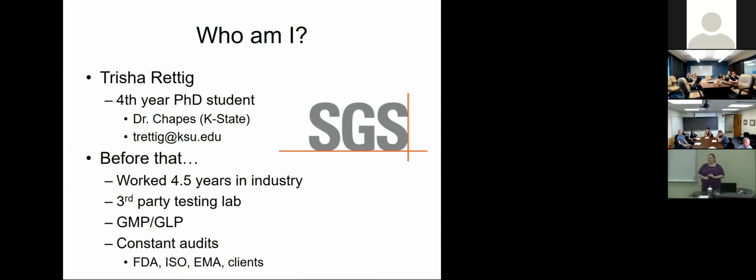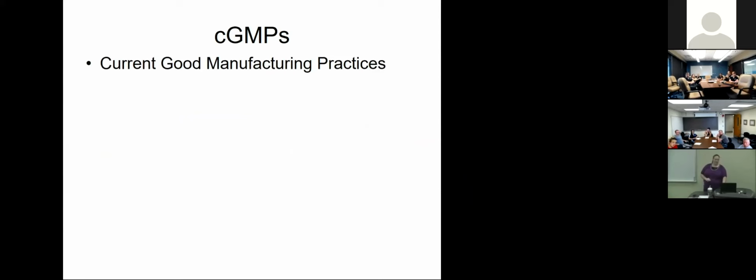But we were also under constant audit. So we were audited by the FDA. We were audited by ISO, which is a quality assurance organization. We're audited by the EMA, which is the European version of the FDA. And we were also constantly audited by our clients. So we're going to talk about cGMPs today. These are current good manufacturing practices. I'm going to talk about what we did at my work. So these can be different in different areas. But this is what I went through.